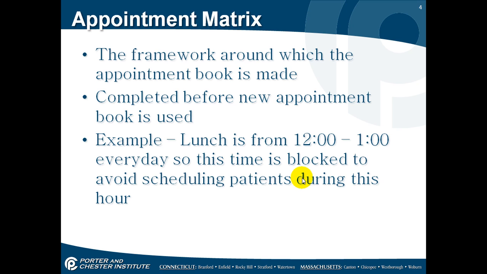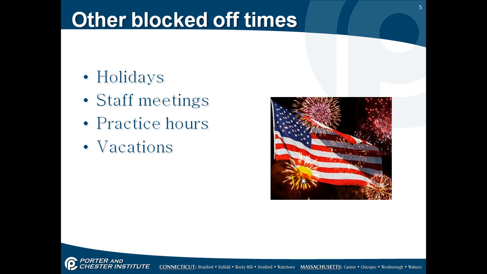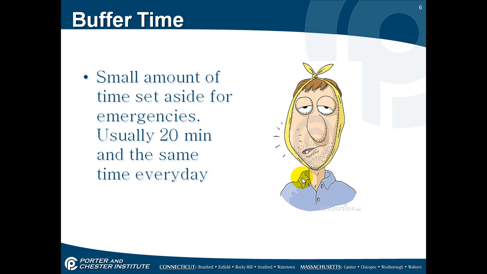So the matrix, that's the framework that your appointments are booked around, and this is completed before a new appointment book is used. So if you get a new book, or if you're going to set up your matrix on your computer, you want to set it up accordingly. For example, if they always have lunch from 12 to 1, you're going to block that time out so you don't have patients. If your office hours are 8 to 5, you're going to block off anything before 8 and anything after 5. You also will block off times for holidays, staff meetings, when your office will be open, and vacations. So you want to look way ahead down the time.